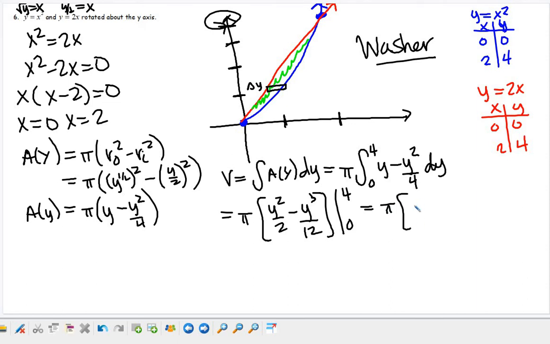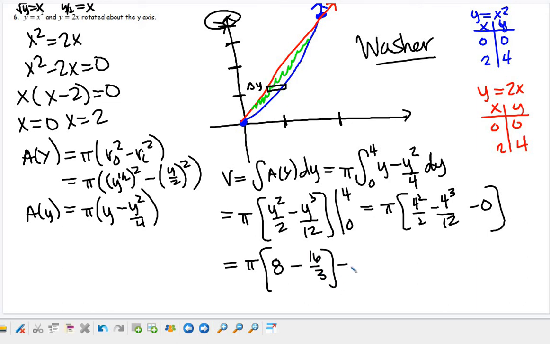So I have pi times 4 squared over 2 minus 4 cubed over 12 minus 0. So pi times 4 squared is 16 over 2 is 8 minus 4 cubed is 64 over 12, which is 16 over 3. So pi times 24 over 3 minus 16 over 3, which is 8 pi over 3.